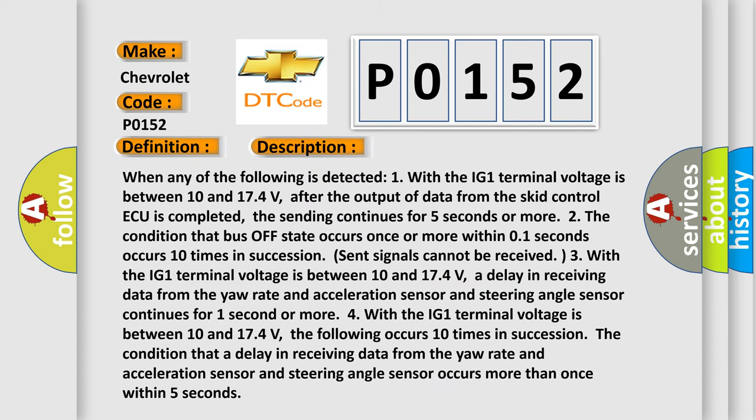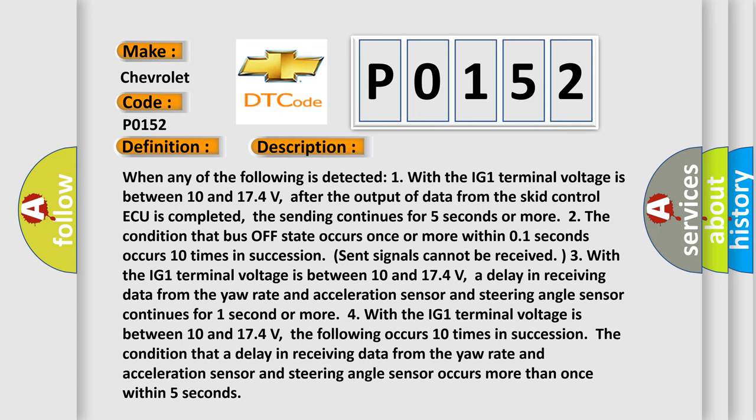When any of the following is detected: 1, with the IG1 terminal voltage between 10 and 17.4 volts, after the output of data from the skid control ECU is completed, the sending continues for 5 seconds or more. 2, the condition that bus off state occurs once or more within 0.1 seconds occurs 10 times in succession. Sent signals cannot be received.